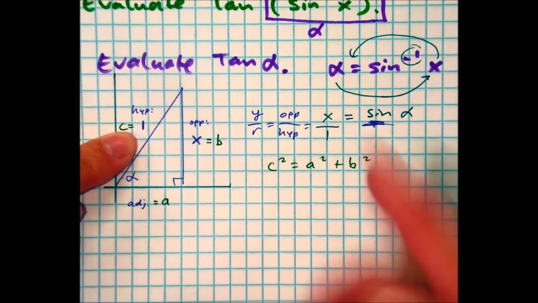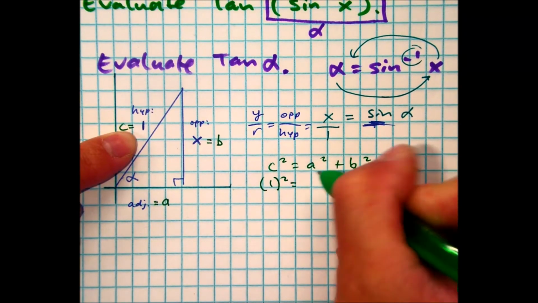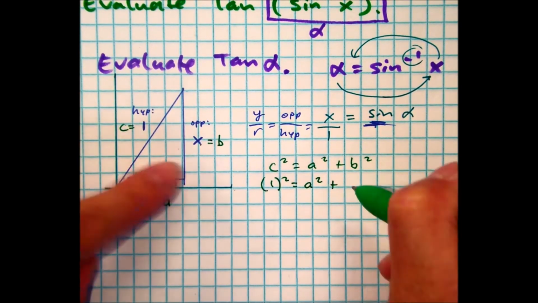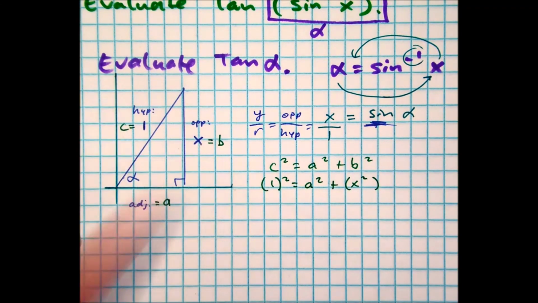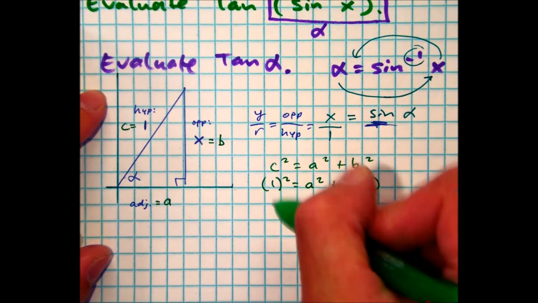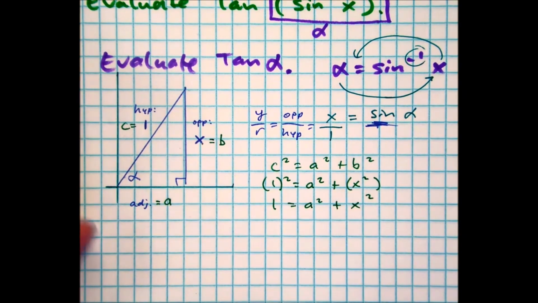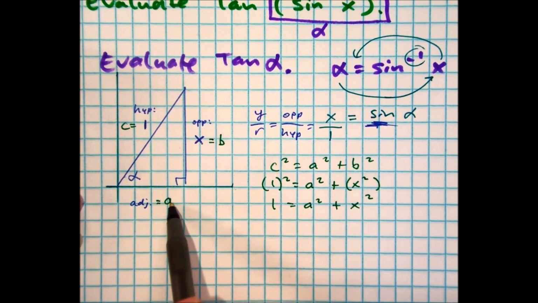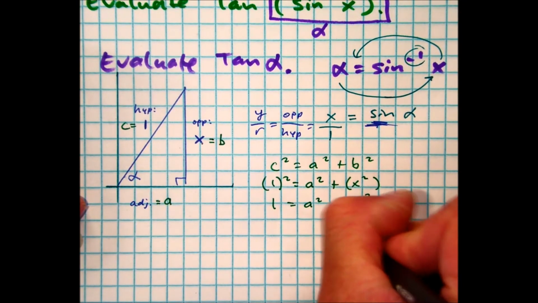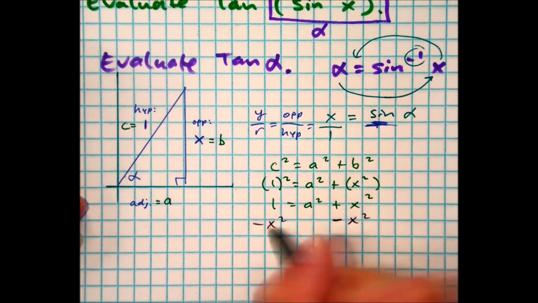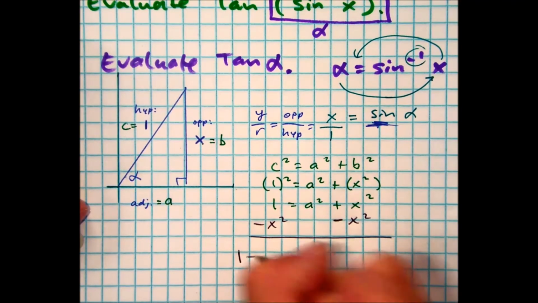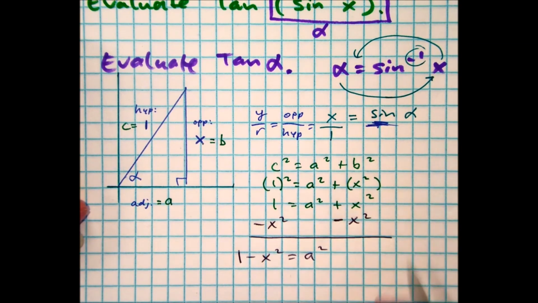So now I'm just going to do my substitutions. 1 squared equals a squared plus x squared. So I have 1 equals a squared plus x squared. Class, what variable are we trying to solve? We need a, so we're trying to solve for a here. So I'm going to subtract x squared. I'm left with 1 minus x squared equals a squared.